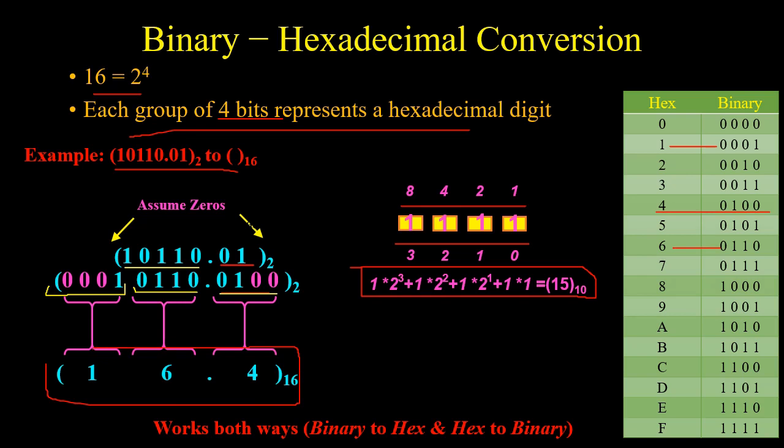Now if we wish to have hexadecimal to binary conversion, we will simply replace each hexadecimal digit by its binary equivalent from the table corresponding to its position.